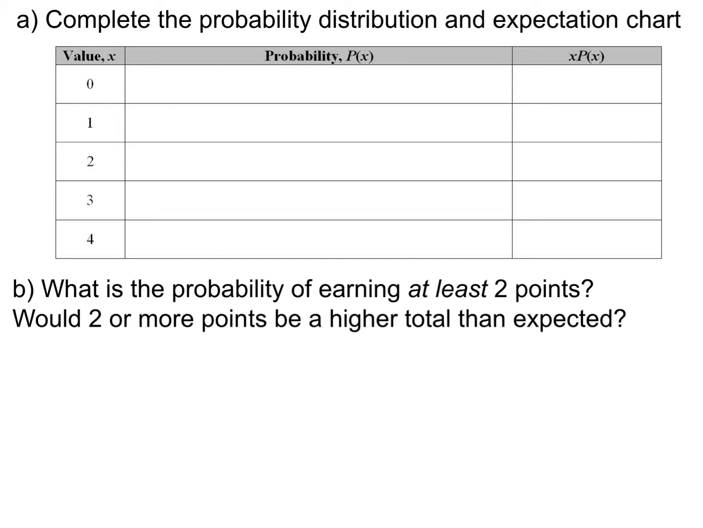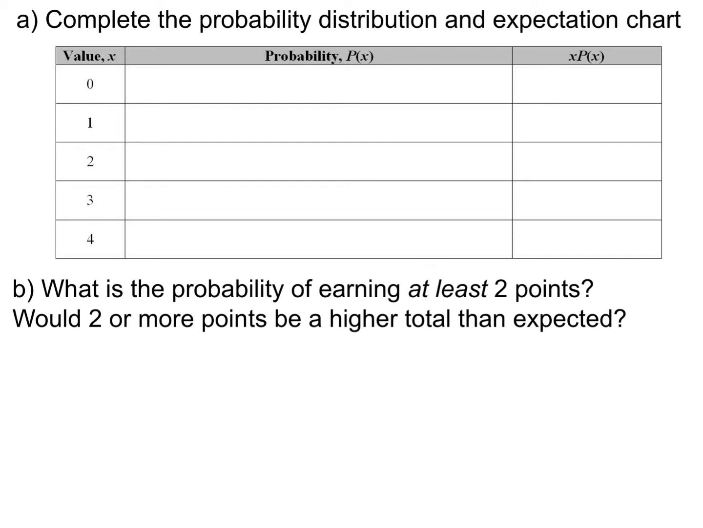You're going to need to know what n is equal to. Remember, that's the number of trials. And p, the probability of success. And then once you've done that chart, try to answer the question that's down here. What is the probability of earning at least 2 points? And then would 2 or more points be a higher total than expected? Okay, so pause the video, try the questions out, and then when you're ready to check your work, just press play.